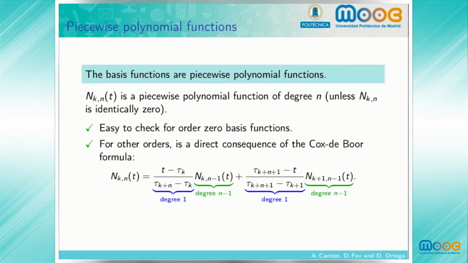The Cox-de Boer formula expresses the order n basis function as a linear combination of two basis functions of order n minus 1. These are piecewise polynomial of degree n minus 1, and the coefficients are linear in t, that is, degree 1 polynomials in t. Since the product of a degree 1 polynomial and a degree n minus 1 polynomial is a degree n polynomial, it results that the order n basis functions are piecewise polynomial of degree at most n.